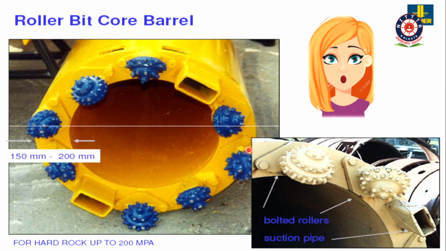See, one more is the roller bit core barrel. You can see the outer diameter is 150 mm to 200 mm. This will be used for cutting hard rock, that is up to 200 MPa. You can see the teeth. These are bolted rollers, and this is the suction where the water will come, that will act as lubrication while cutting is going on. Otherwise, friction will develop.